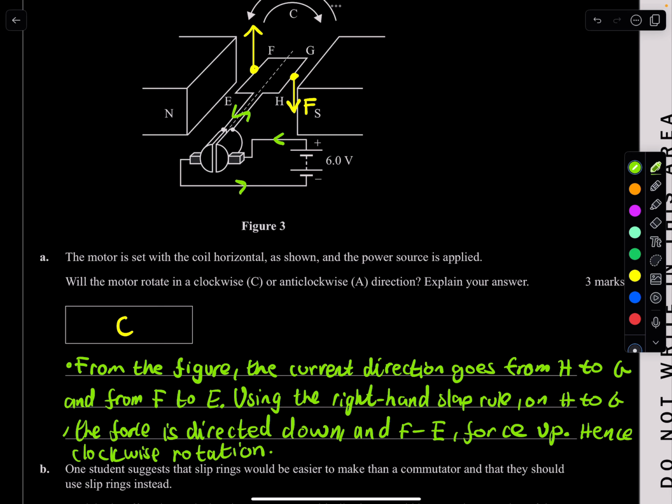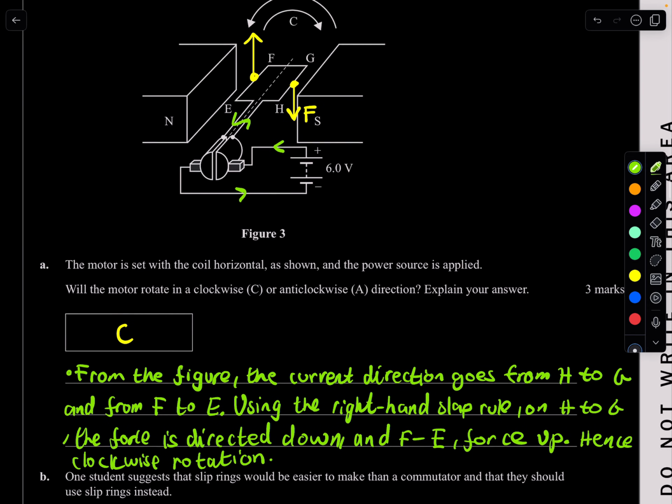That's it. So from the figure, the current direction goes from H to G and from F to E. Using the right hand slap rule on H to G, the force is directed down, and FE, the force is up, hence clockwise rotation. Pretty much a nice, beautiful explanation there, and that's it. Very simple.